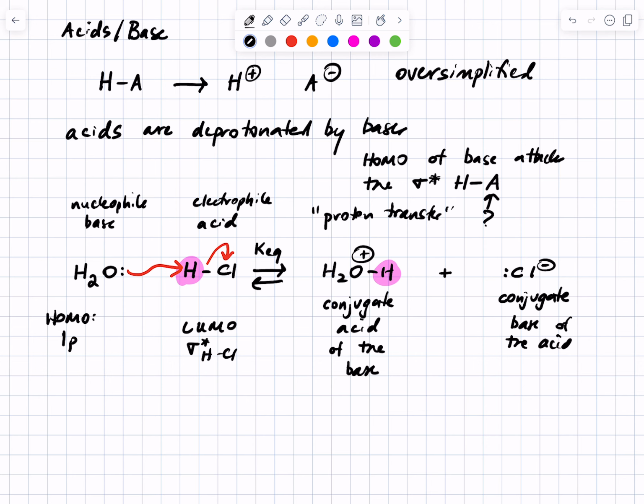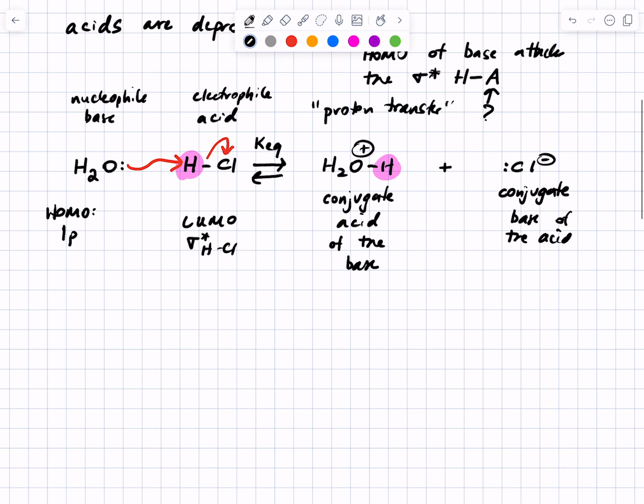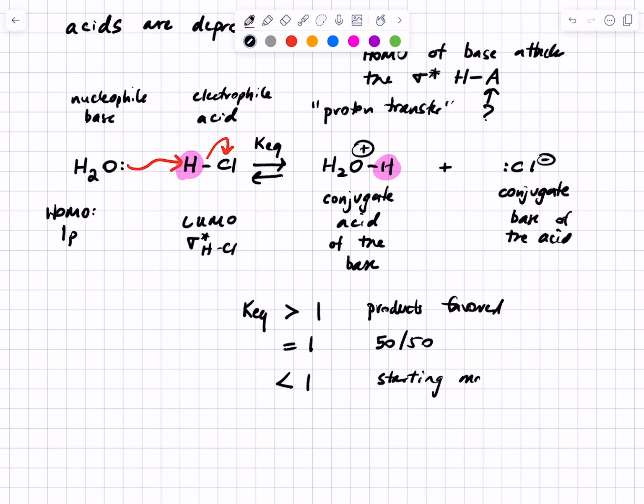Go ahead. Right. If equilibrium constant is greater than 1, that means products are favored. If it equals 1, that means 50-50. And if it's less than 1, that means starting materials or reactants are favored.